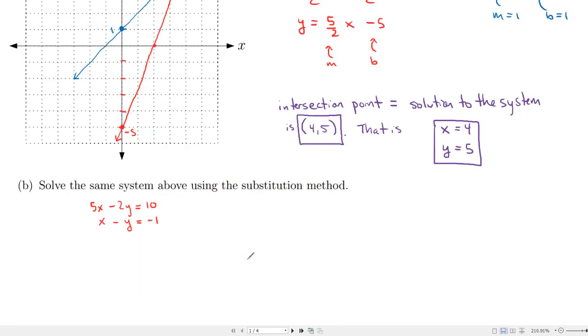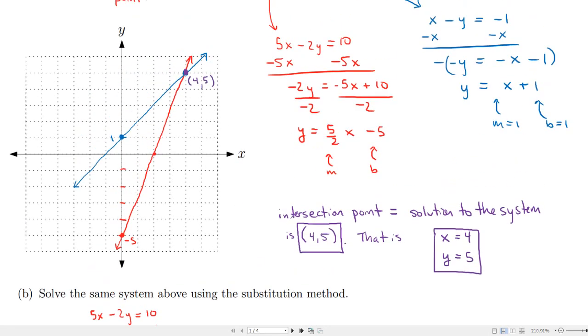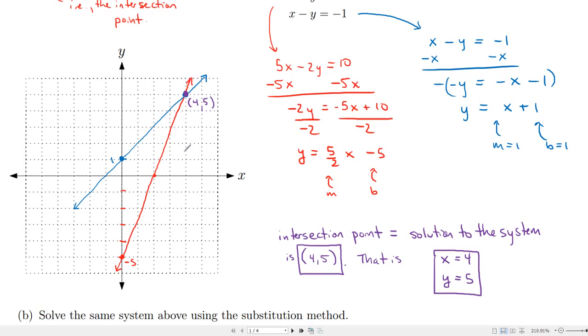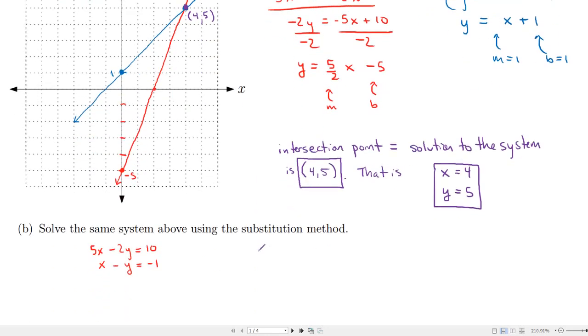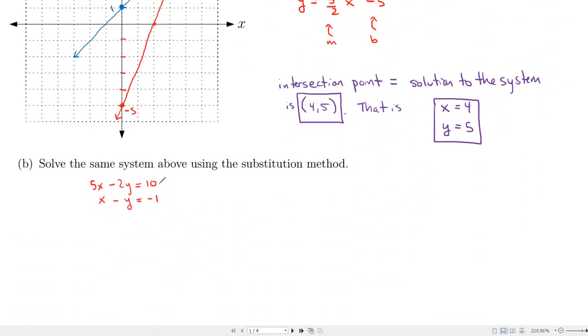So next, let's try to solve the exact same system using what's called the substitution method. So instead of solving this graphically, where we graph both equations and then figure out the intersection point, what we can do is take our two equations that we had up above. We can solve for one of these variables in one equation and then substitute it into the other one. All right.